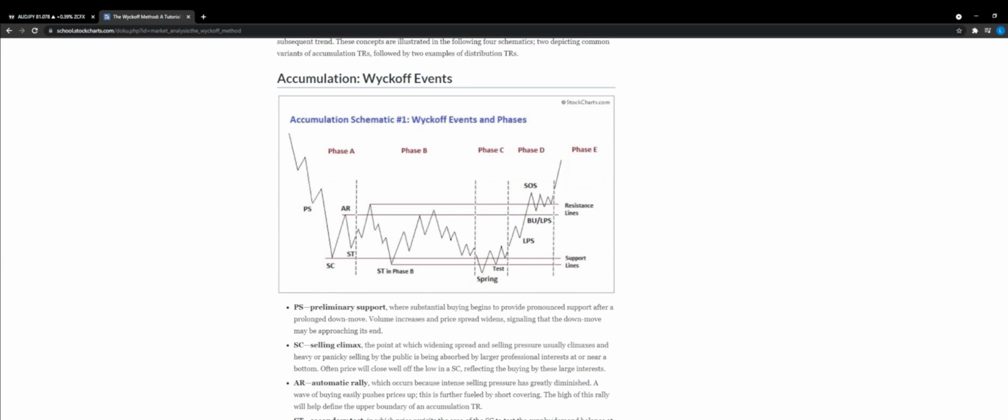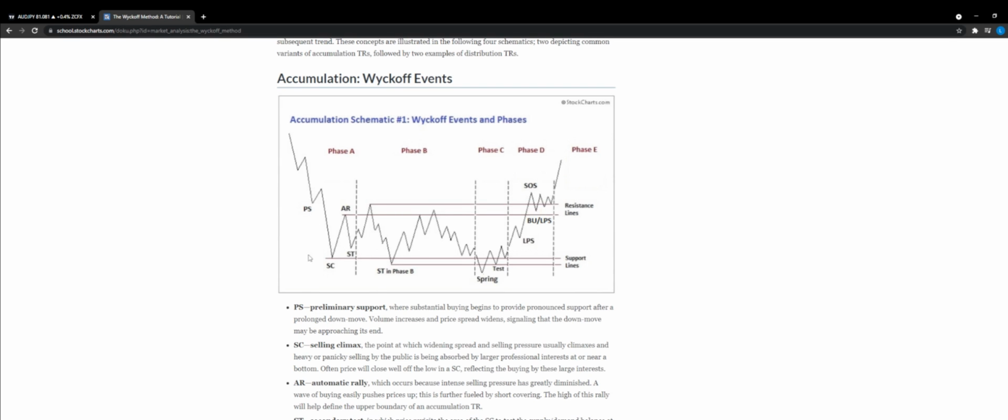Now, if we just cover phase E, so phase E is the last stage of an accumulation schematic. It is marked by an evident breakout of the trading range, caused by an increased market demand, and this is when the trading range is effectively broken and the markup or bullish uptrend starts to kick in, right? So that was pretty much accumulation.